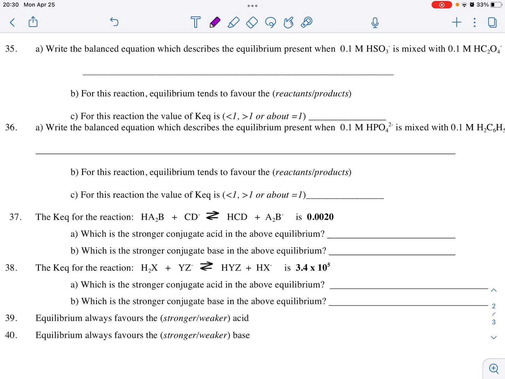There's a KEQ of HA2. Let's look at this one. I haven't decided if this is a good idea or bad idea. So here is a balanced chemical equation, and we're told that the KEQ is this. So let's go ahead and label our acids and bases. For this one, our KEQ is low, so we're going to have our reactants favored, which means we're going to have a weak acid and a weak base.